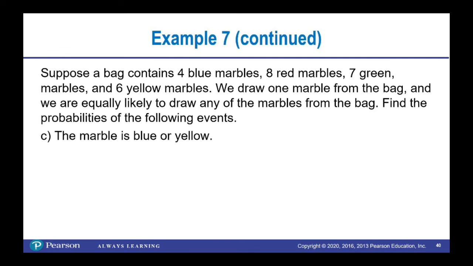And last, let's find the probability that a marble is blue or yellow. These 2 categories do not overlap, so I can add the probabilities. The probability of blue is 4 out of 25, and the probability of yellow is 6 out of 25. When we add, we get 10 out of 25, which simplifies to 2/5.